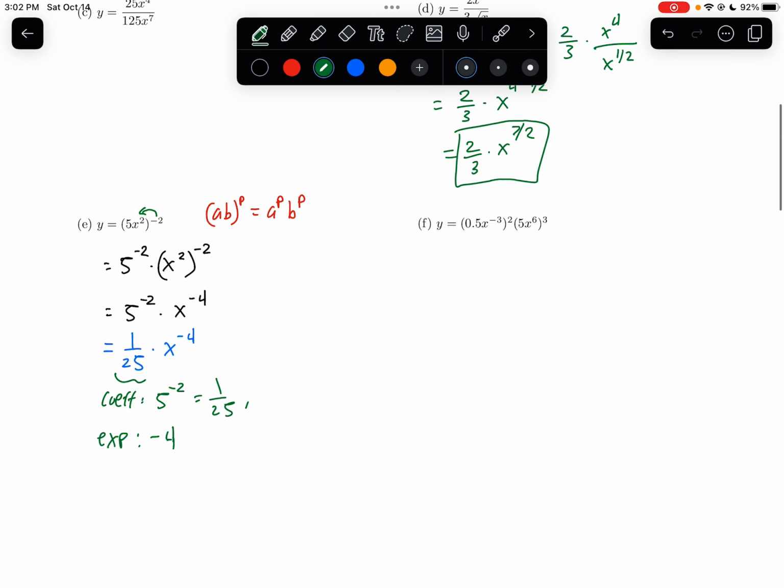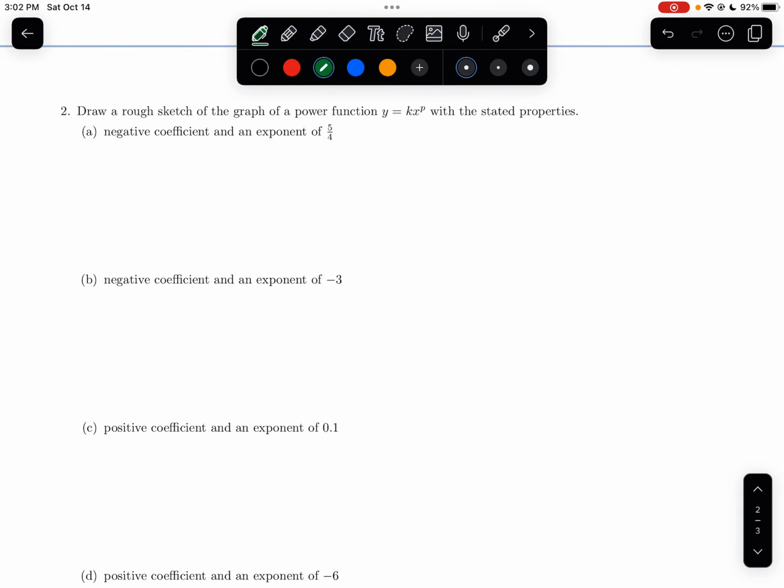Okay, so that's about converting it into this form. The other thing we can do is we can draw graphs of the functions given various exponents. So for example, here you have a negative coefficient and you have an exponent of 5/4. So 5/4 is obviously greater than 1 and is a fraction. So we know that the graph of this would look something like this.